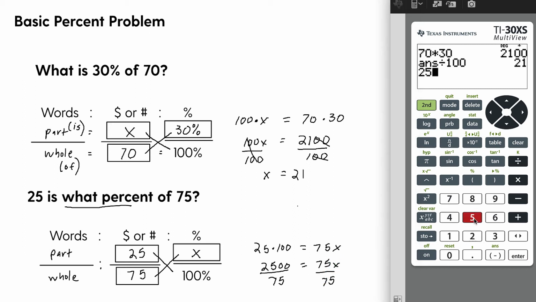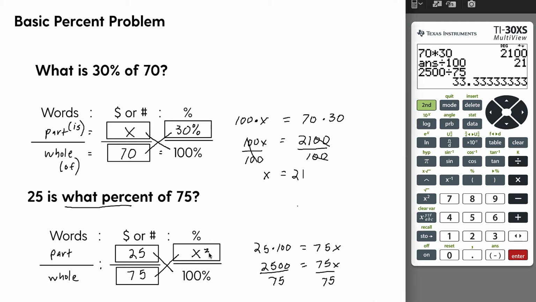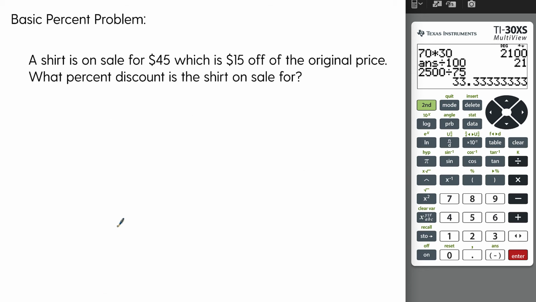So let's put that in a calculator. 2,500 divided by 75 is 0.3333, which would represent 33%. It's a third. All right. So let's do some more word problems. Those are some basic ones.